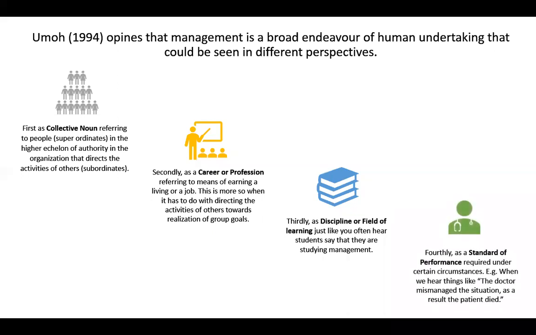Then the final is management as a standard of performance, as in a standard to measure somebody's ability, somebody's performance, to measure how a circumstance, a situation, or an event is managed. So when you hear that they mismanaged the situation, there is an uprising, the government mismanaged it.